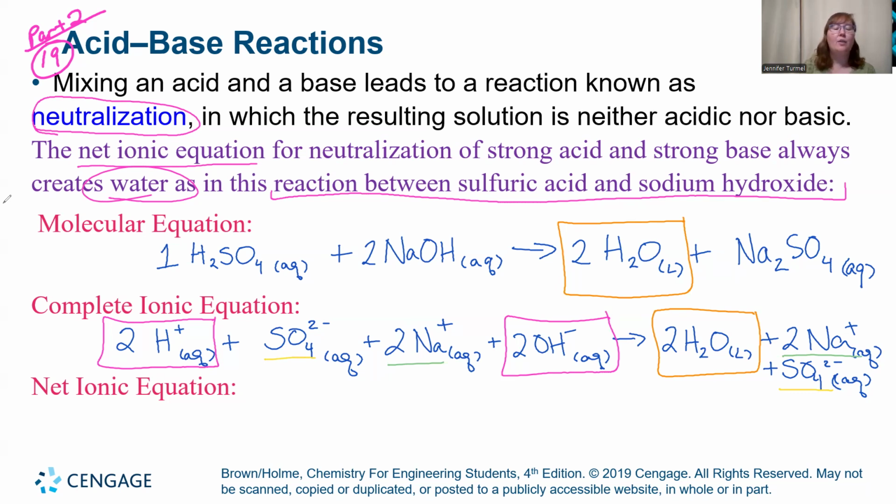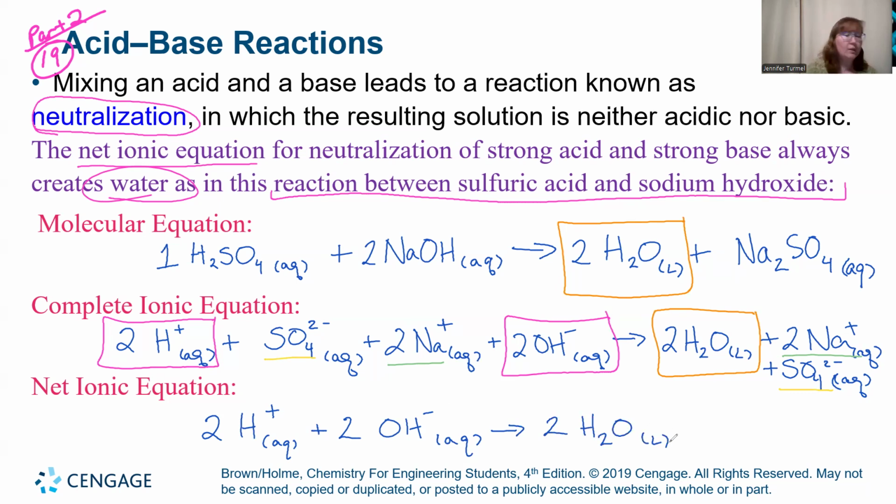So in the net ionic equation, I'm going to leave out the spectator ions, and this becomes 2H plus aqueous plus 2OH minus aqueous, yielding 2 molecules of liquid water. Okay, so those are the steps for forming the molecular equation, the complete ionic equation, and the net ionic equation.